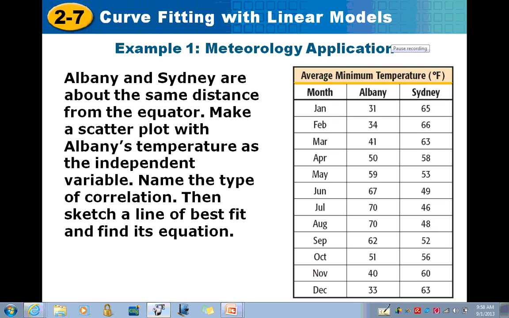Now everybody can sketch a line on a graph, but actually finding the equation is what I find to be the difficult part, so I'm going to walk you through a little example to show you how we do it. Here we have a sample meteorology application. Albany and Sydney are about the same distance from the equator. The equator is the line that divides the Earth in half. We make a scatter plot with Albany's temperature as independent. And then we want to see if the temperature in Albany decides the temperature in Sydney. That is to say, does the temperature in Sydney depend on what happens in Albany?